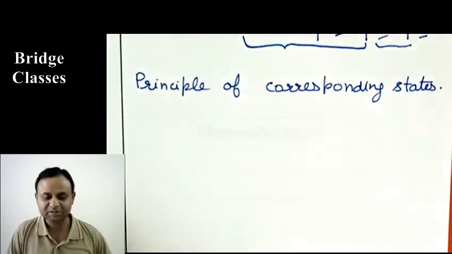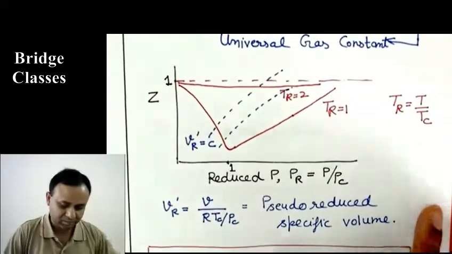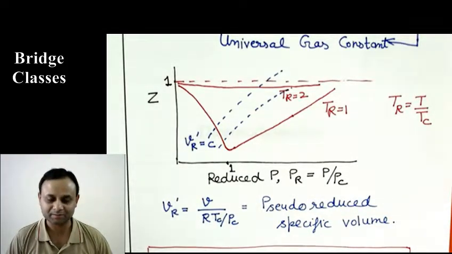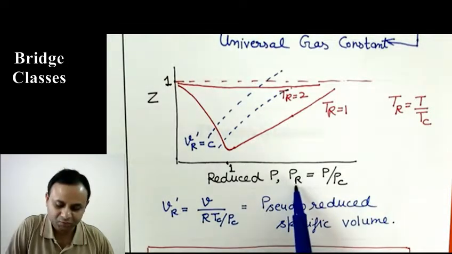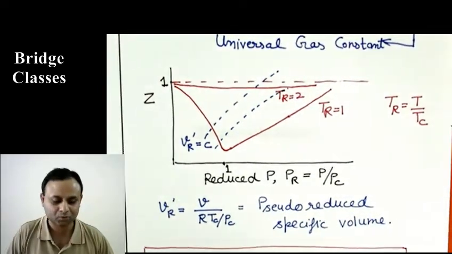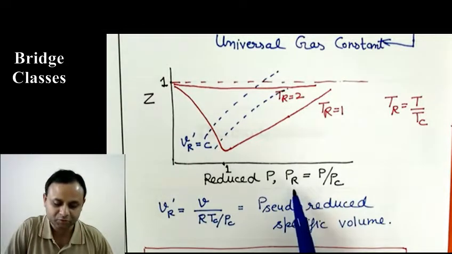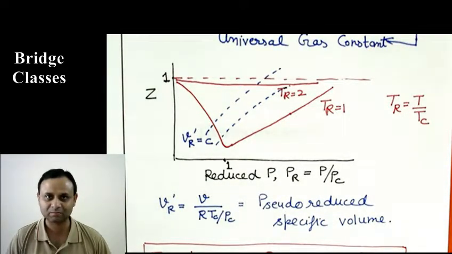Okay, it is an example of the principle of corresponding states. In the case of this diagram, what you are saying is all gases look similar because the data for all gases is on the same plot and they look the same. So you are saying that all gases look similar when you look at them in terms of reduced pressure and reduced temperature. You are not looking at them in terms of pressure and temperature, but in terms of reduced pressure and reduced temperature, and then all gases look the same. So this is an example of what is called the principle of corresponding states.